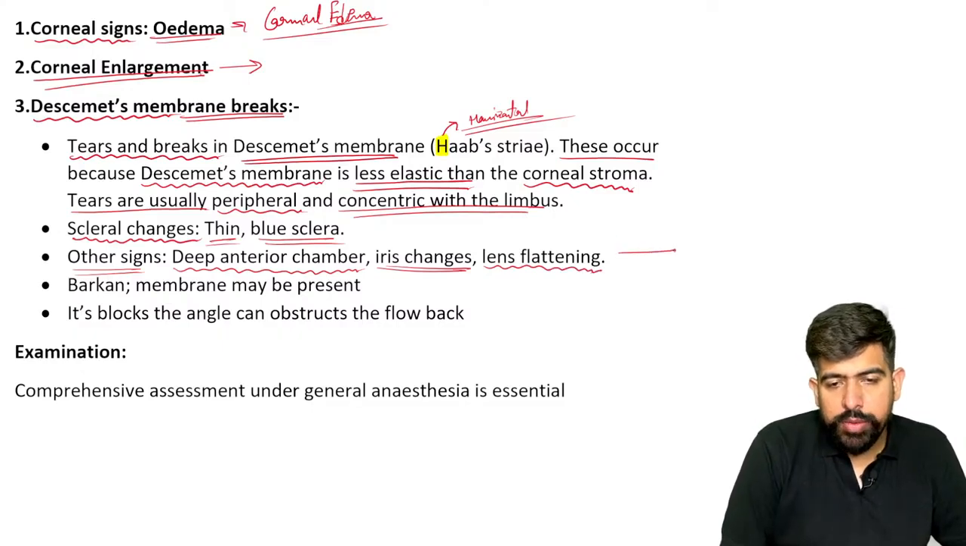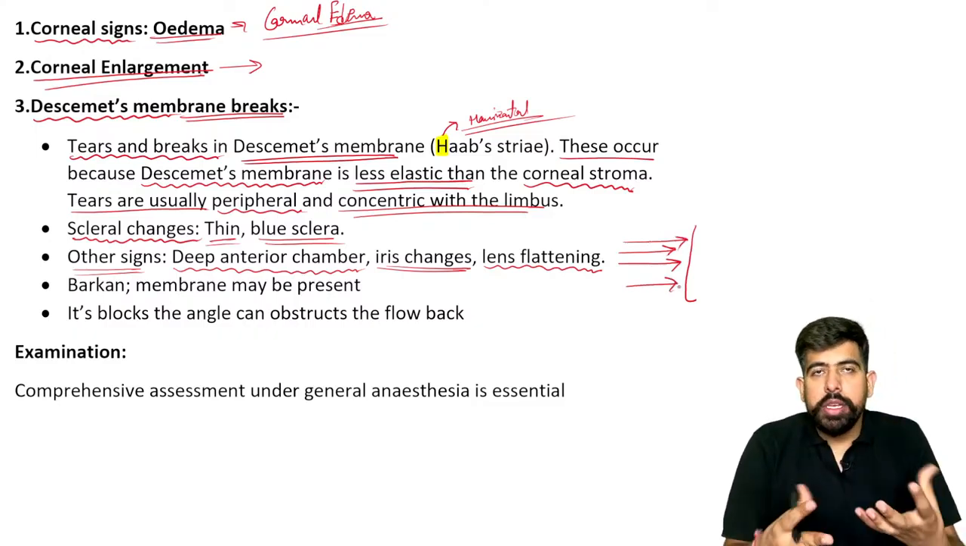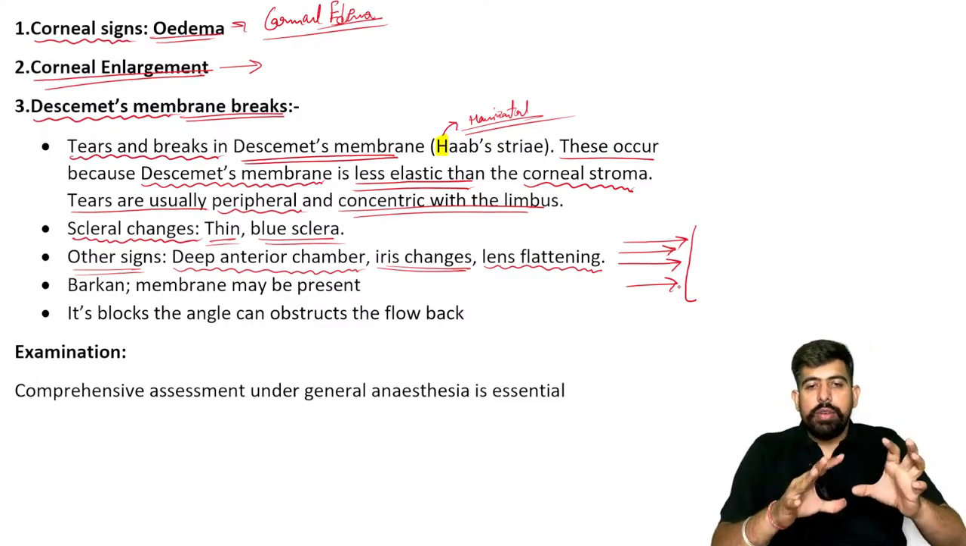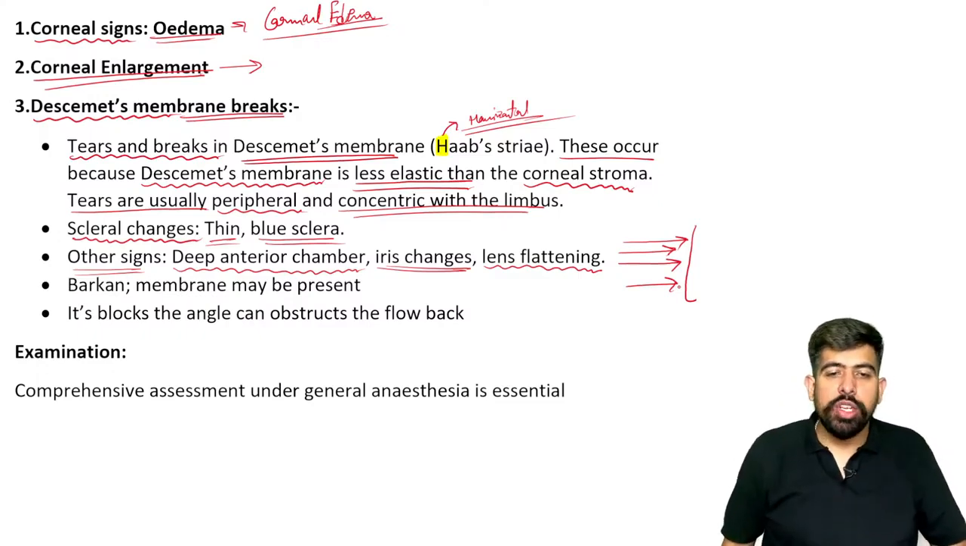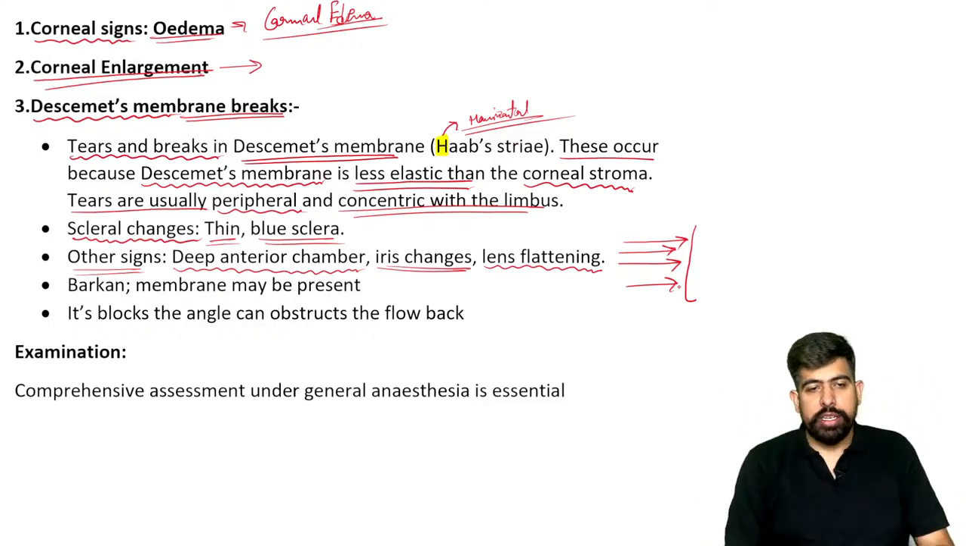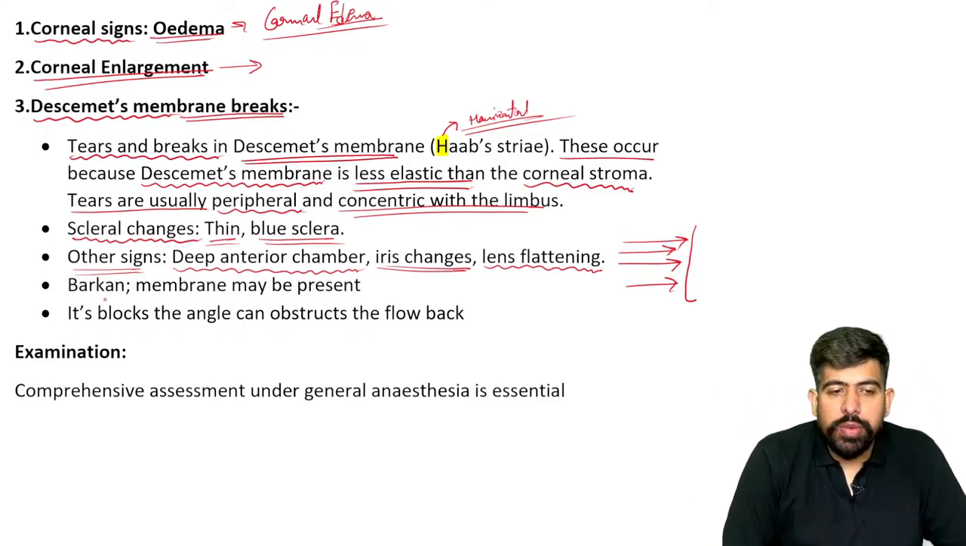Because this aqueous humor will push the lens, right? This is the lens, and the aqueous humor will be coming from your anterior side. It will push this lens, because it is accumulating over there, so it will push the lens backwards, right? And that is known as the lens getting flattened. So this is known as lens flattening.